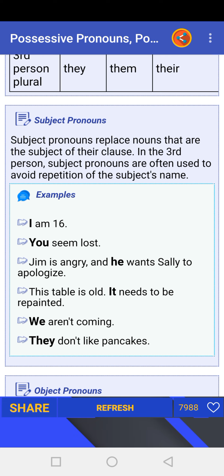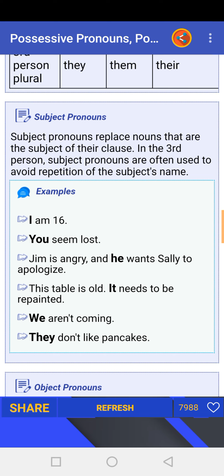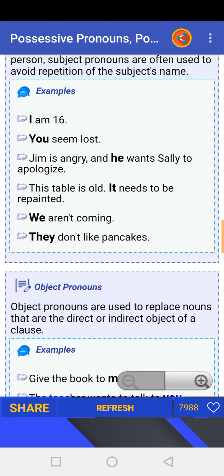In the third person, subject pronouns are often used to avoid repetition of the subject's name. So in the third person, that means he, she, and it. Let's see some examples. I am 16, so the subject pronoun is I. You seem lost. You is the subject pronoun.